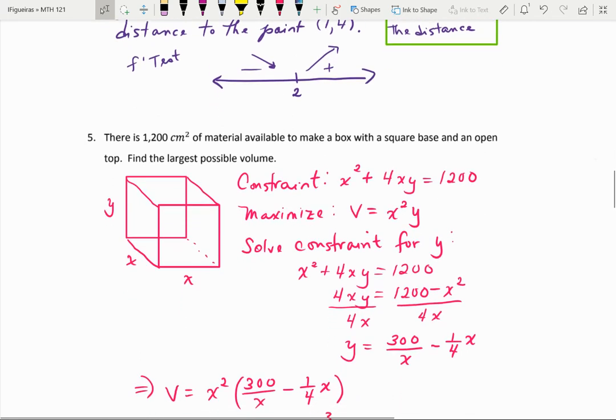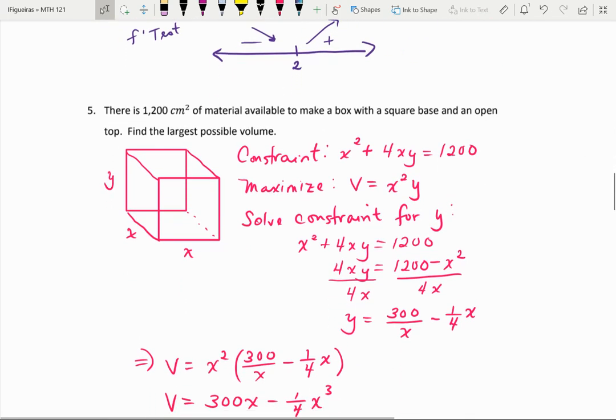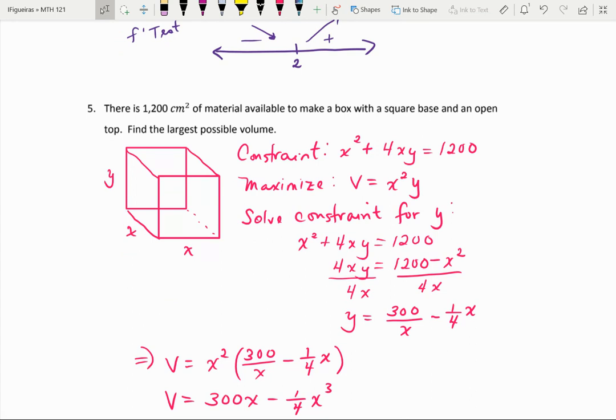So this time I have a box. So I have 1,200 centimeters squared of material available to make a box with a square base and an open top, and we want to find the largest possible volume. So again, a picture is really helpful. So remember, the base of the box is a square, so that means 2 of my dimensions are the same.